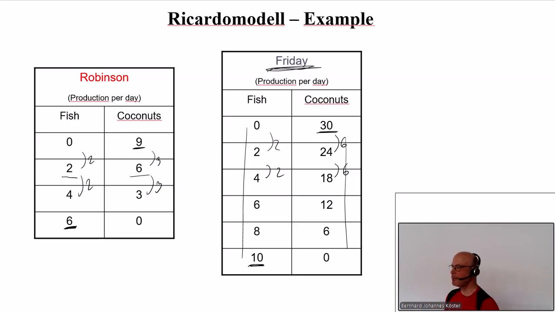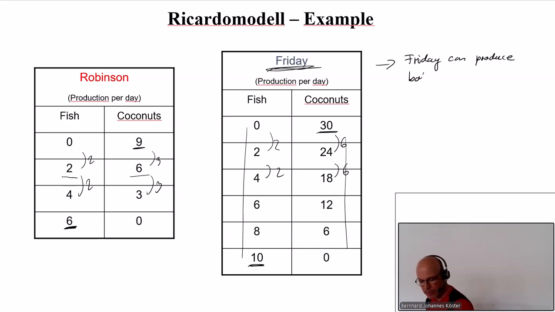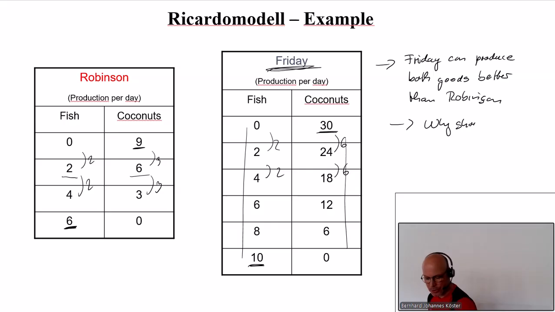So then we can conclude Friday can produce both goods better than Robinson. Why should they trade with each other?